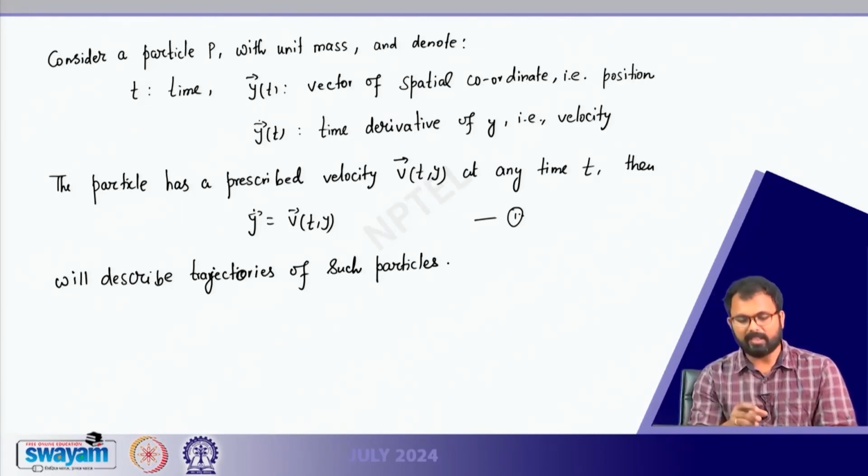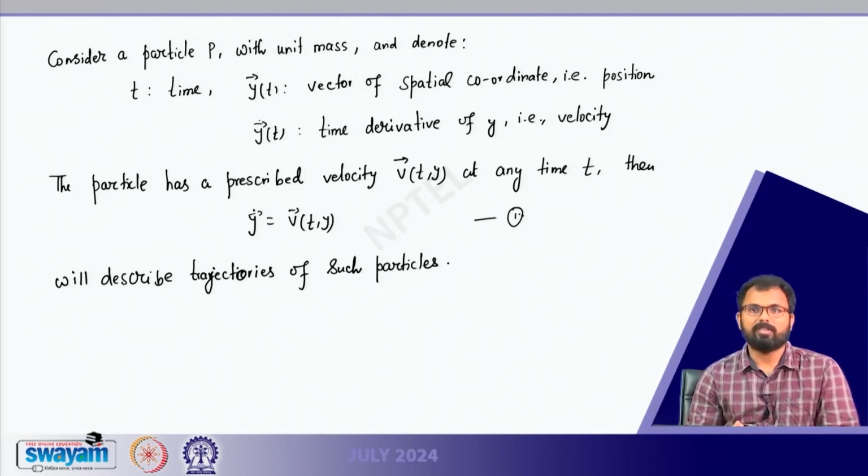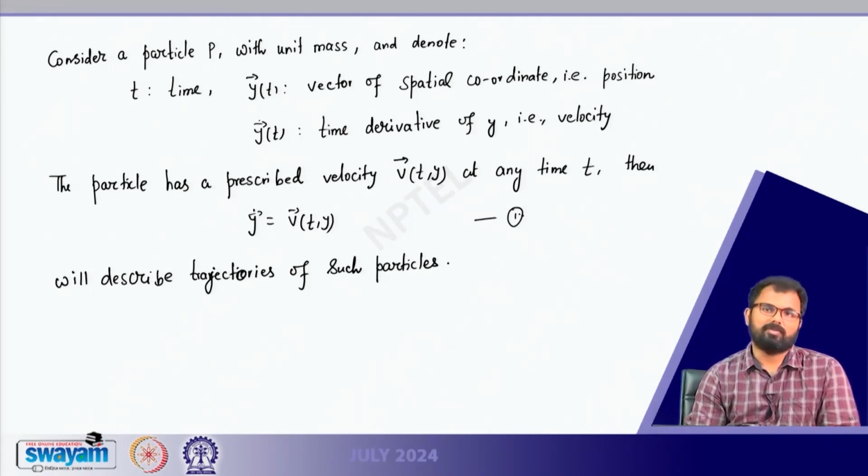So here you can see that our y, which is basically the unknown function or the displacement of the particle p, has its derivative written in terms of some function v(t, y). So this is our ordinary differential equation, and if you look at the order of the derivative, since it is first order, you call it a first order ordinary differential equation.